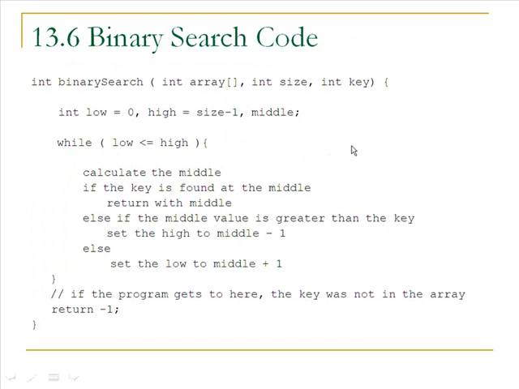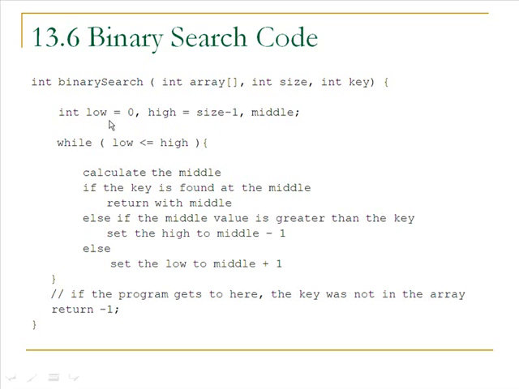Let's look at the pseudocode for a binary search algorithm. And this is written as a function where we're going to pass in an array of data, the size of the array, and the key. The key is the value that we're looking for. And we have 3 variables: the low index in the array, the high index in the array, and the middle index in the array.